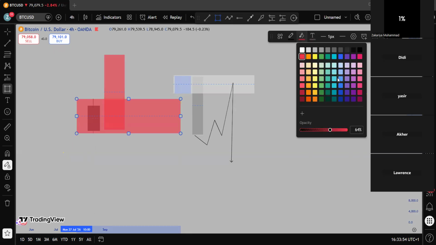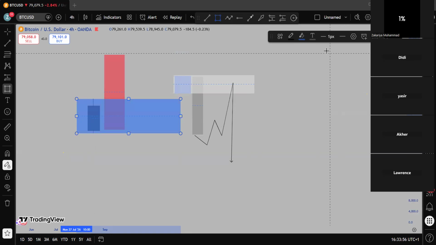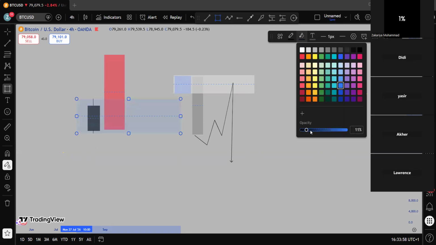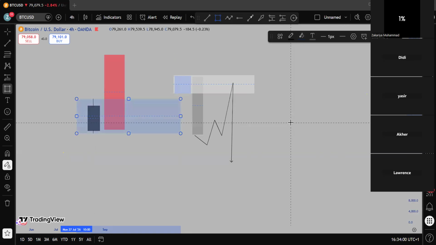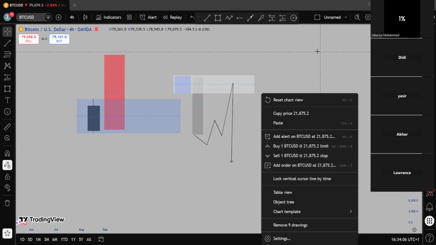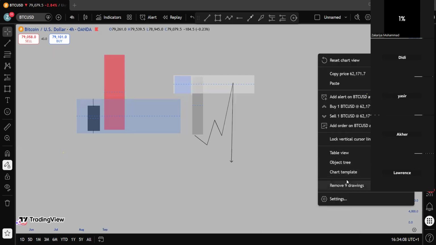This is supposed to be a beginner's class, but I'm doing this because this class is very important. We need to understand all of this before we go into the full detail. So this is how we mark your order block.